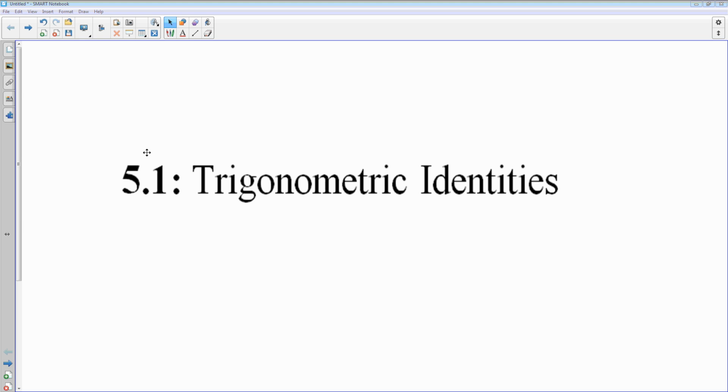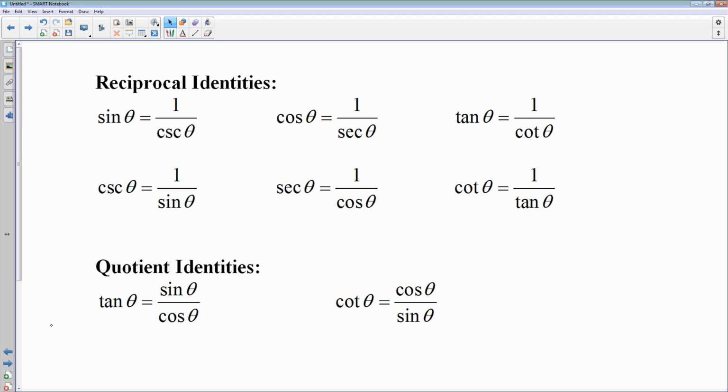Beginning chapter 5 with trig identities. And let's see what we have for trig identities. There are a lot of trig identities that we're going to learn. I do want you to memorize these. Of course, a lot of them, like these, we know.